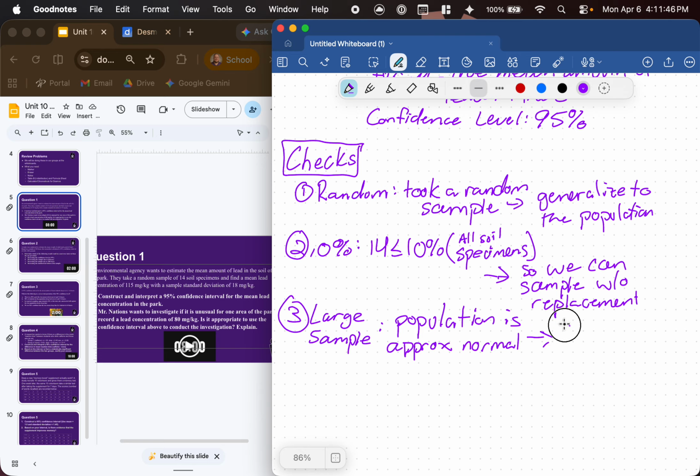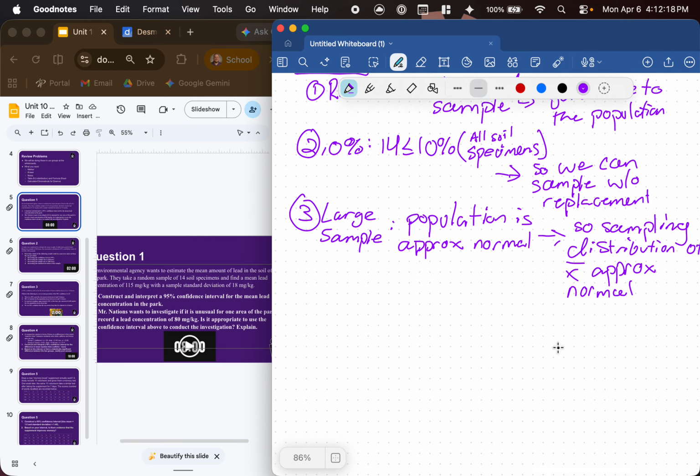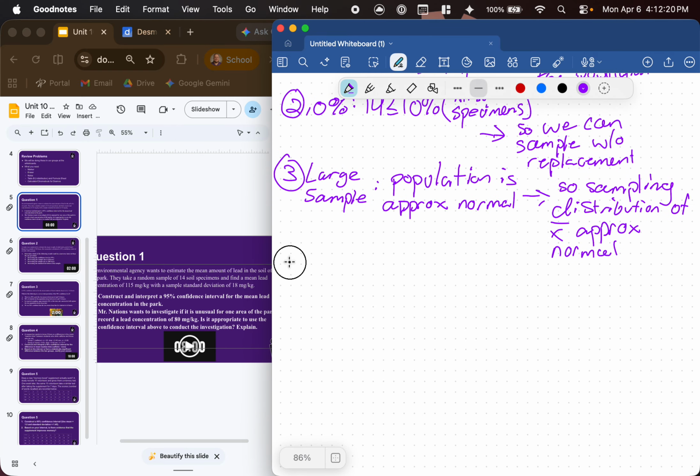And we care about this because our sampling distribution, we want that to be approximately normal. So we need x bar to be approximately normal. And we get through it on this one because our population is approximately normal. All right, so we've done that. So our checks are good. We can now go on and calculate.